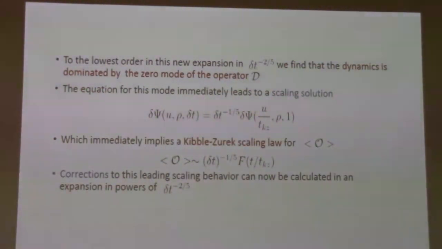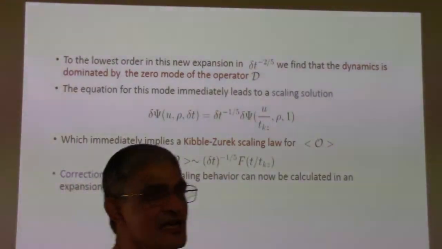Okay, so what you do is that you do this expansion in fractional powers of delta t inverse, so delta t raised to the power minus 2/5 in this case, and you look at the equations in this expansion. What you find is that in the lowest order of this expansion, there is only one mode of the bulk field which dominates this.